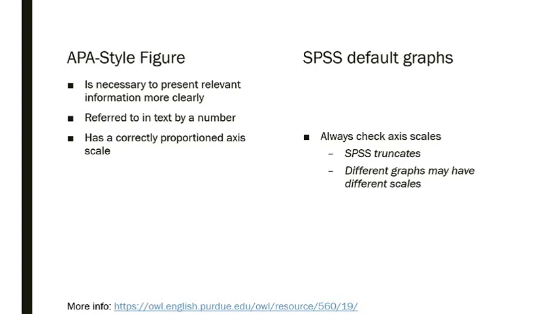And in particular, if you're comparing across multiple panels in the same figure, so you wanted to show, for instance, a histogram with both males and females, it's very difficult to compare if the two graphs have different y-axis scales. So whenever possible, make them the same.